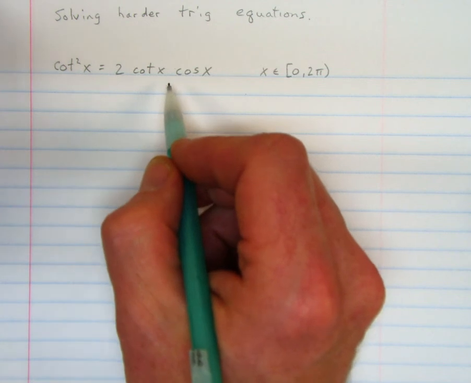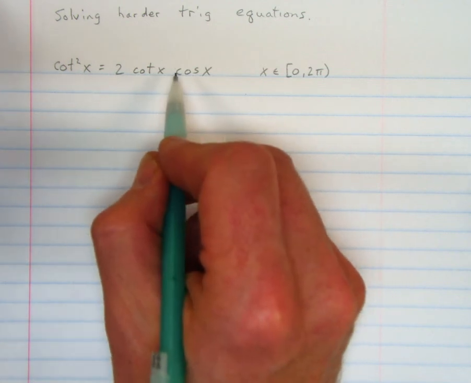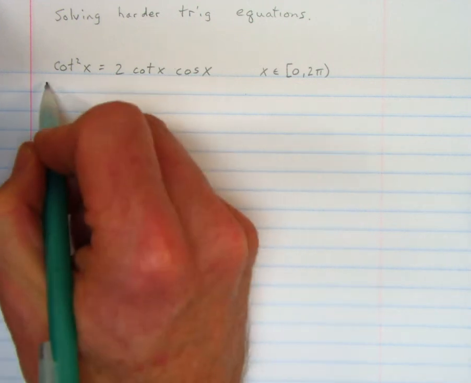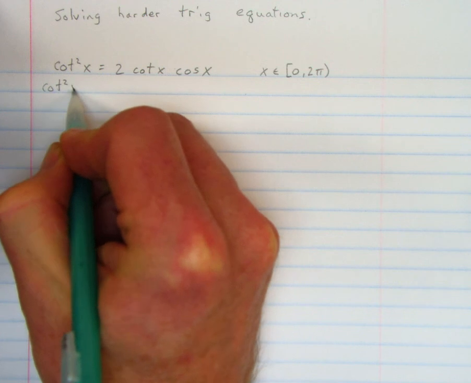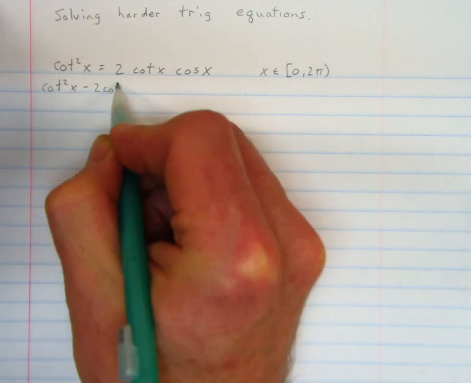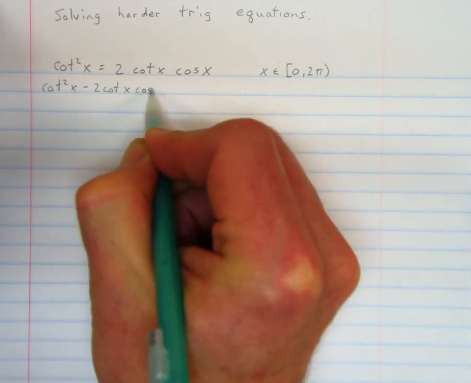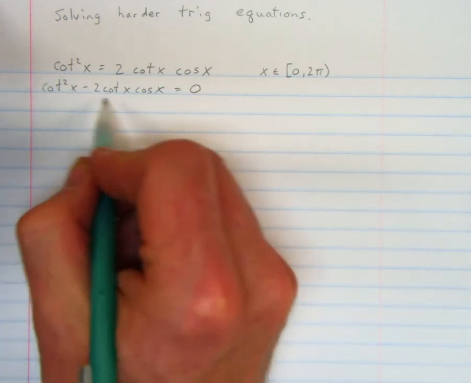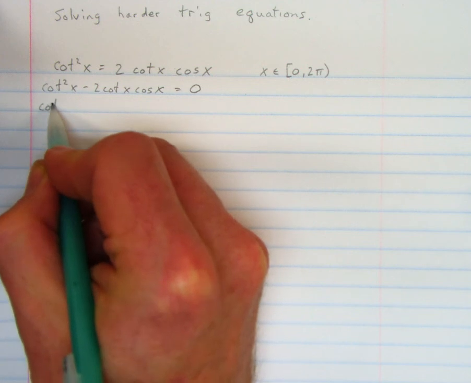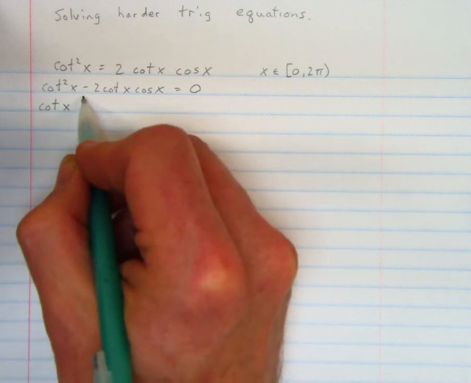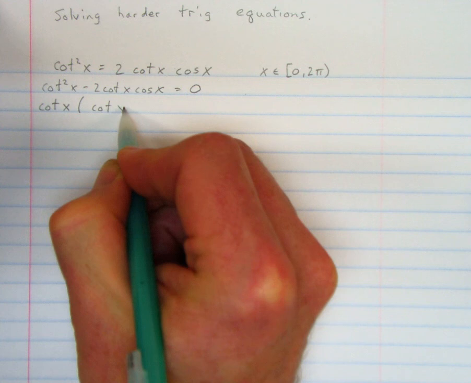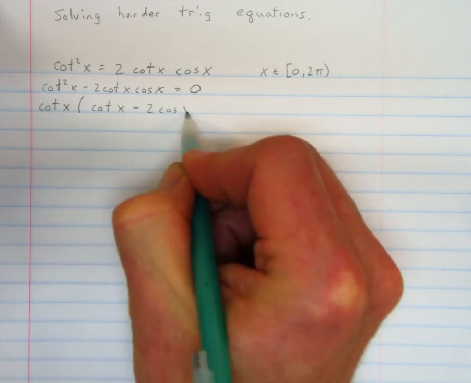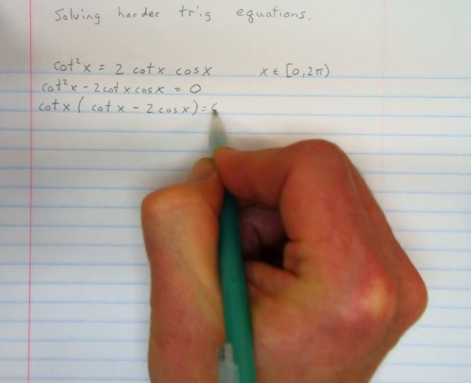Just say no. Instead, when we see that, what we need to do is move them to one side. Remember, never, ever, ever divide out a function. When we move it all to one side, we'll get cotangent squared x minus 2 cotangent x cosine x equals 0. Now we see that we have our cotangent, so we can factor that out. We'll get cotangent x times cotangent x minus 2 cosine x equals 0.